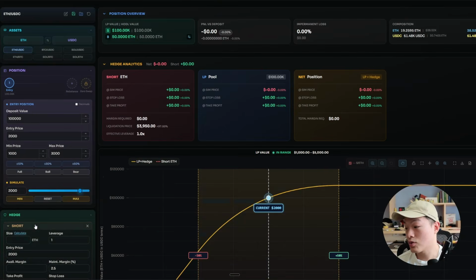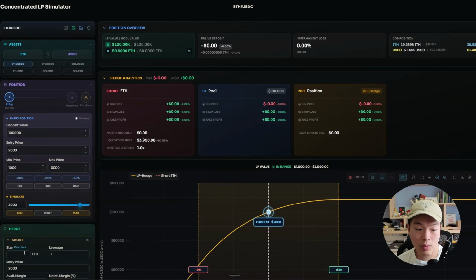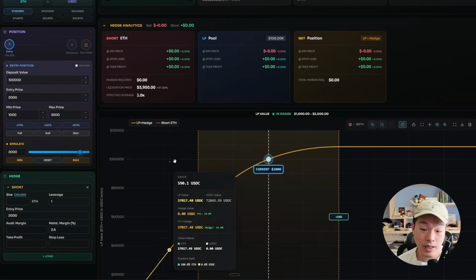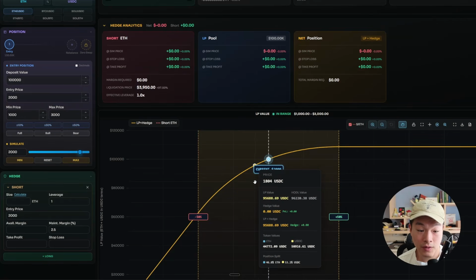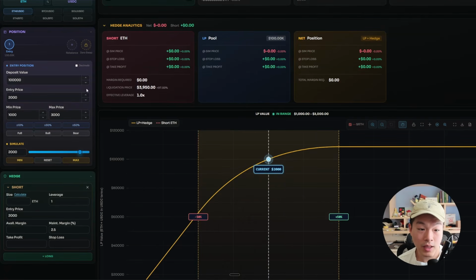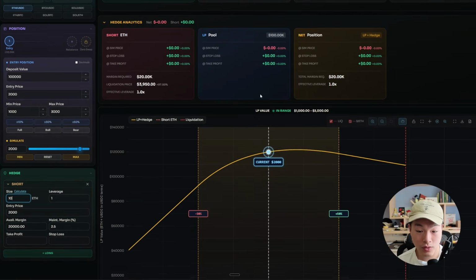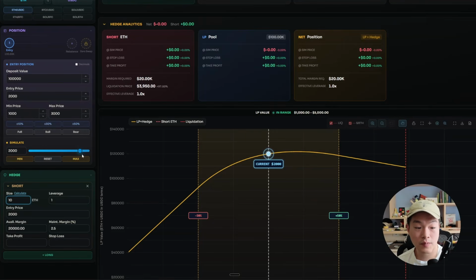I could add a short hedge here. And what I want to put in this input is maybe like half of this ETH. I could start off with that and see how that would impact our equity curve, right? So this is the equity curve if you include the LP as well as whatever you put into the short. So let's just say I want to put 10 ETH worth of short. What I can do is simulate if price actually goes to the max upper range here.